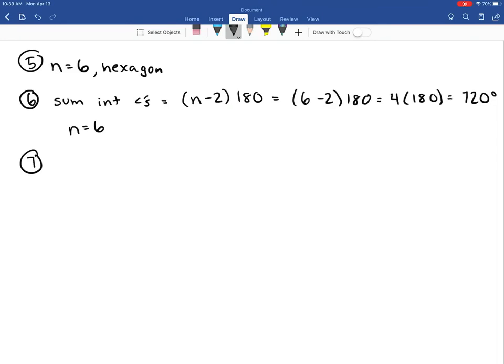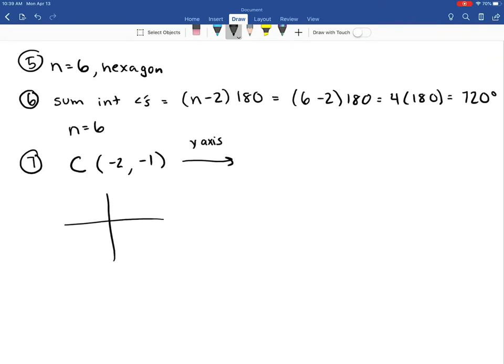Number 7. Find the coordinates of C prime if triangle ABC shown on the coordinate plane is reflected over the y-axis. So first, I'm going to write down the coordinates of C. If I look, C is at -2, -1. And I need to reflect over the y-axis.